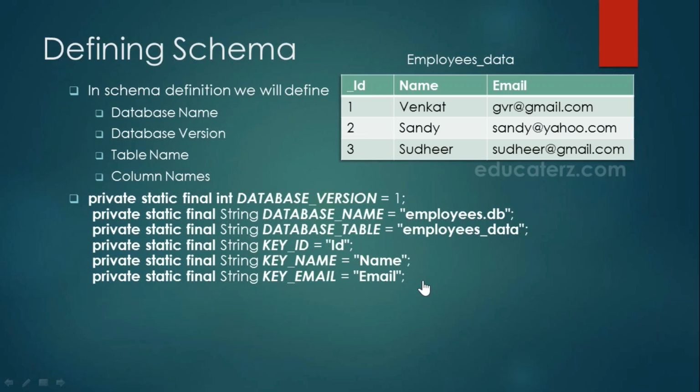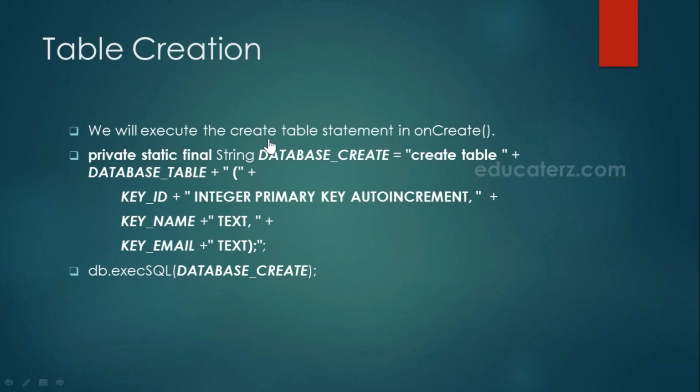So this is how we define the schema, and we'll write the create table statement in our onCreate method by calling db.execSQL, which is going to take your create table statement. For that also we have created a static final value, the database create statement. The query is create table with the table name, and the columns: KEY_ID, an integer primary key autoincrement. The next column is KEY_NAME, of type text. KEY_EMAIL is also of type text, and you just execute that using the execSQL statement.